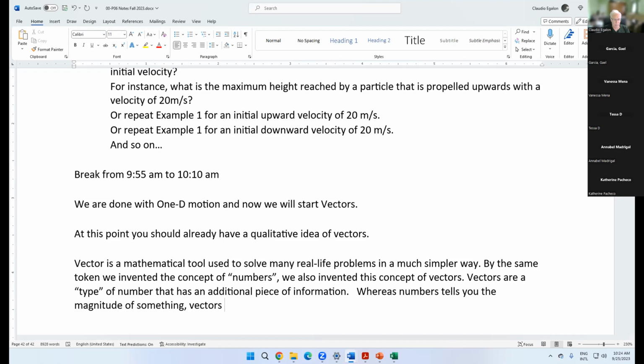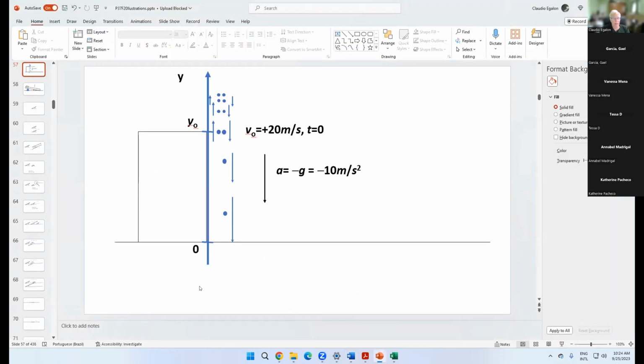vectors have a vector, right? A vector has information on the magnitude and direction of something. Just like you had here in the case of the velocity vector, right? The magnitude of the velocity vector is represented by the length of this arrow, and the direction of the velocity vector is represented by the arrow as well, in which way the arrow is oriented.